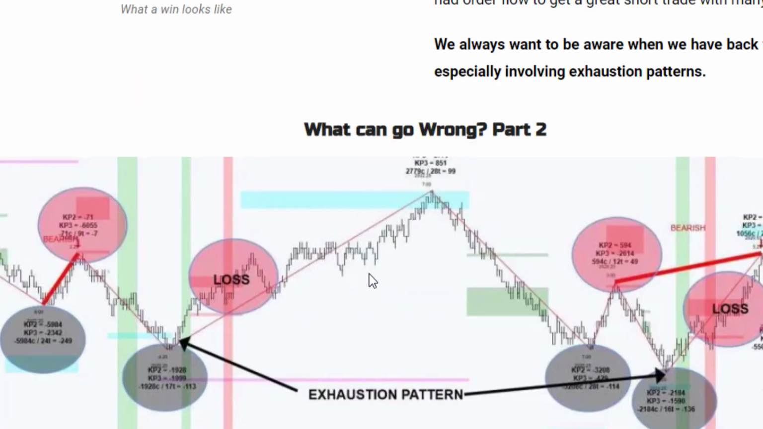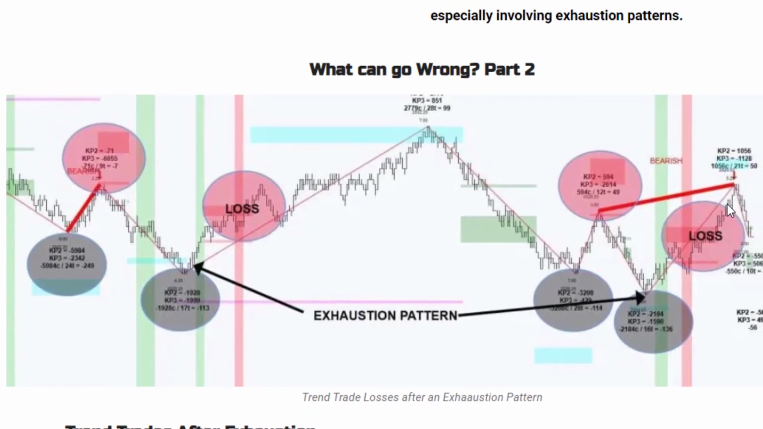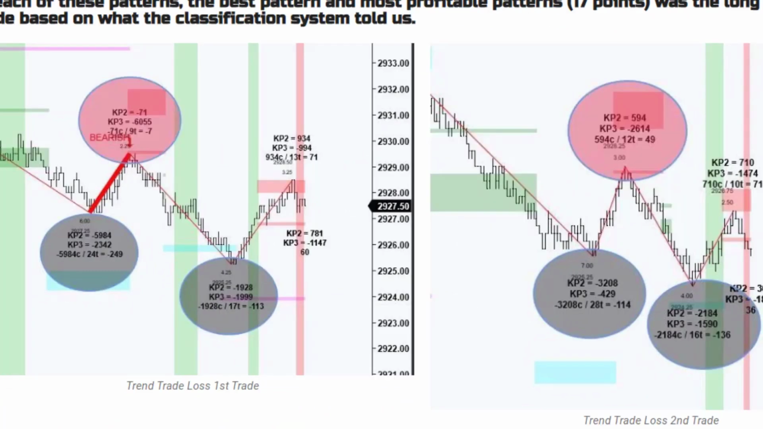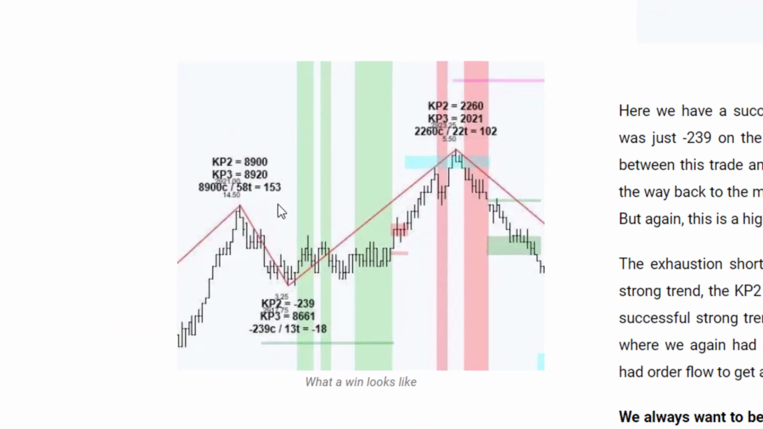Then we had exactly the same pattern, 100% exactly the same, where we had black down here, taking us into a red classification, taking us into a second exhaustion pattern, which again was classified black, and that led us into a second losing trend trade. And a little bit further down on the web page, I played this back in market replay, and the KP2, KP3 numbers for each of these trades, they weren't either one of them. There was no warning that there was a significant amount of buying from the low to the high in either one of these trades.